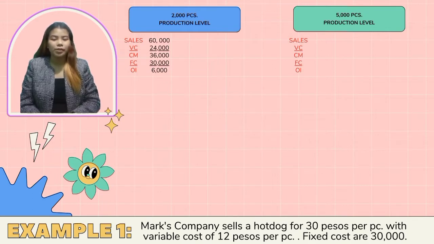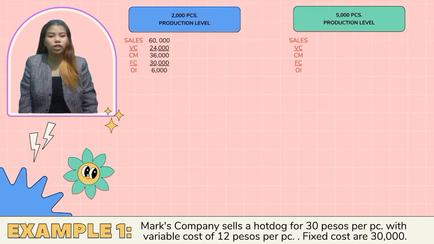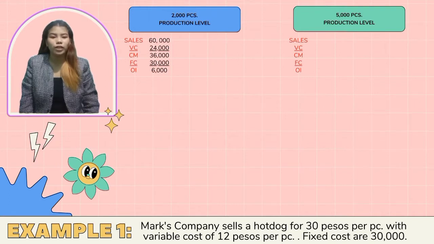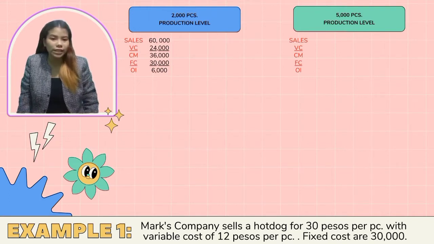For the variable cost, which is 12 pesos per piece, we also multiply it by the production level of 2,000, which gives us 24,000. We subtract the two, and the difference is 36,000. This is our contribution margin. The fixed cost was already given, which is 30,000. We subtract it from the contribution margin and get our operating income of 6,000.